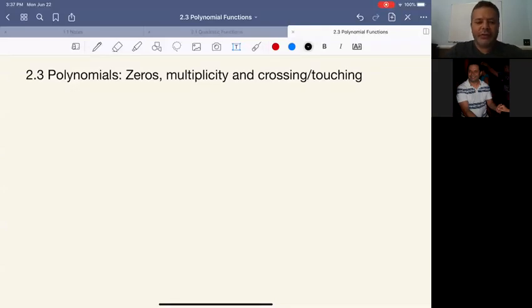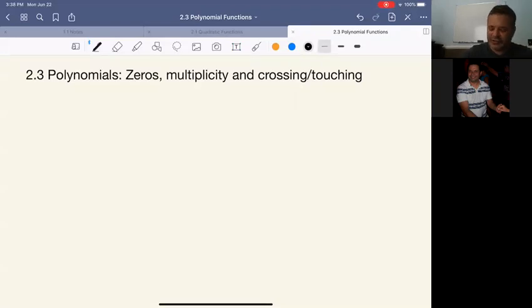Welcome back. So we're going to start talking about zeros, multiplicity, crossing, and touching. What's that all mean? Okay, well, let's imagine a lot of our polynomials that we're going to deal with right now are already going to be factored. We're not going to deal with factoring them until the next section. So in 2.3, we're going to assume everything's factored. That's nice.